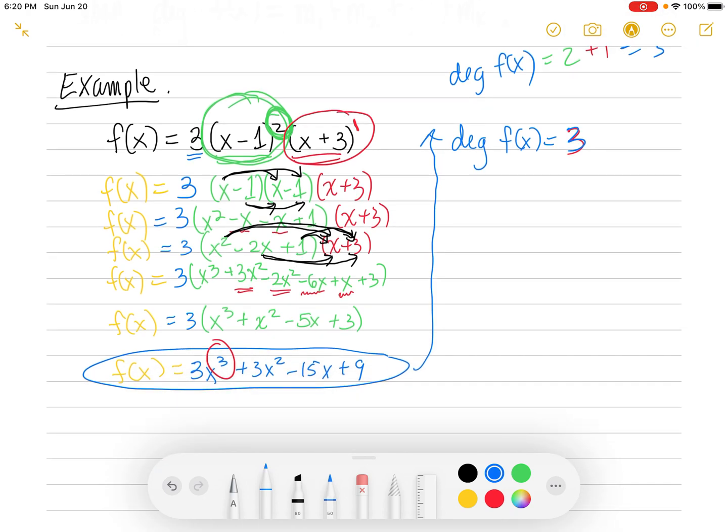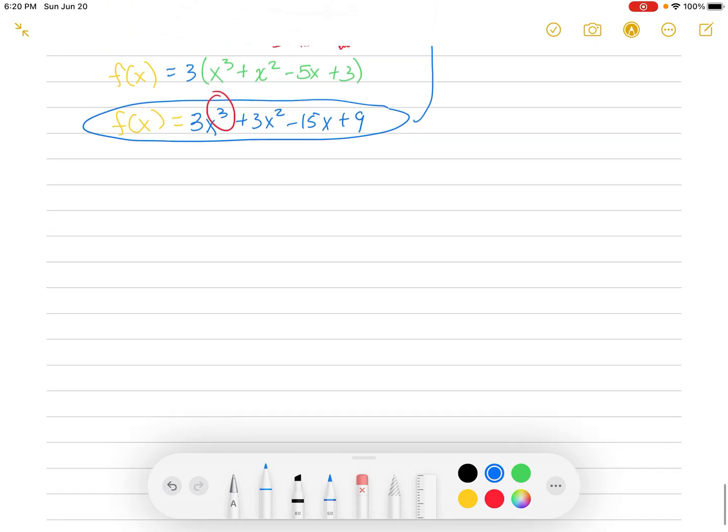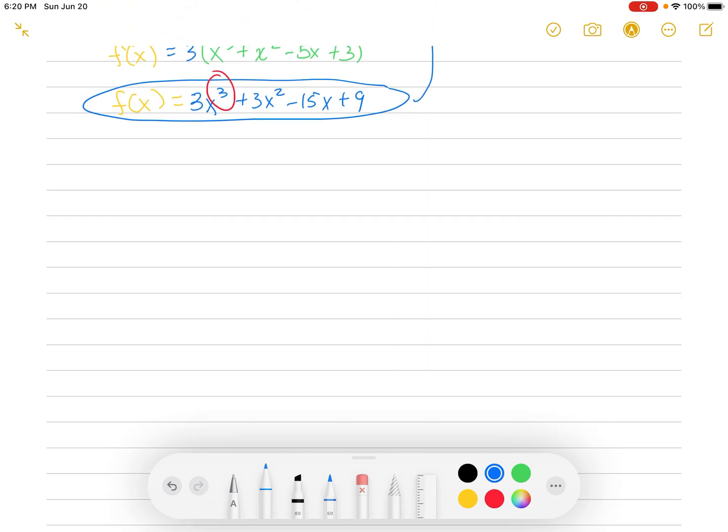So rather than FOILing things out and expanding your polynomials, when they're in factored form you can just add up all of the different degrees of the subpolynomials, or all the degrees of the factors. That's the quick way to do it. Okay, so just to make you aware of that, that's a really important skill. So that's what we're going to do next. Just do an example here.